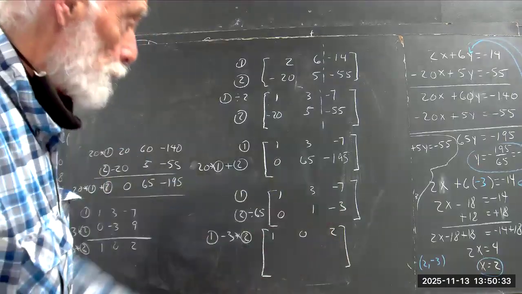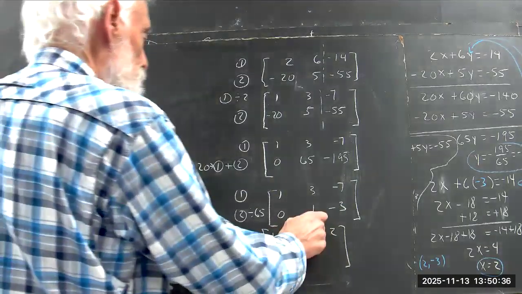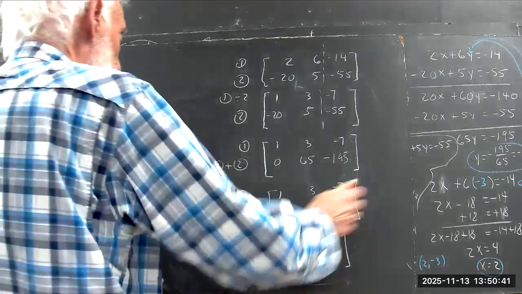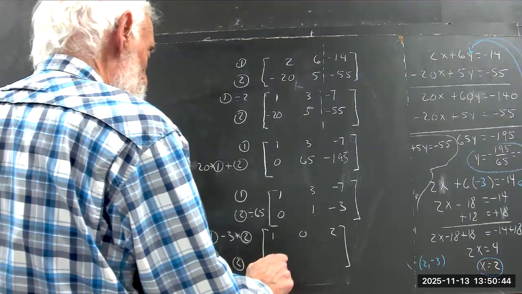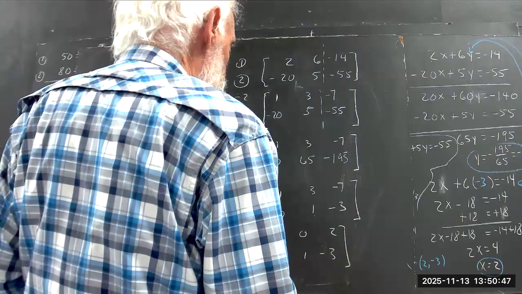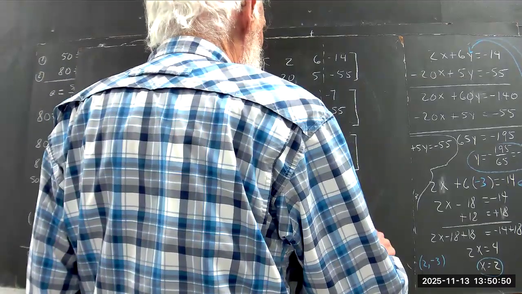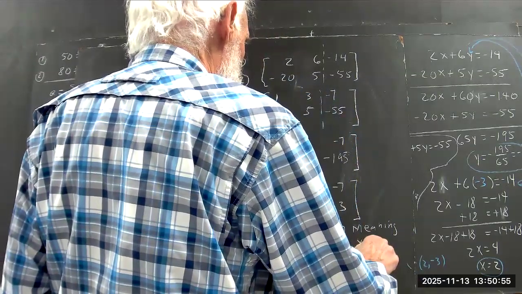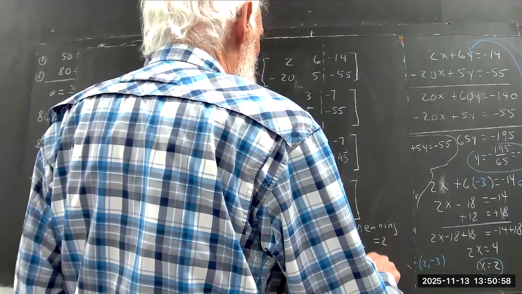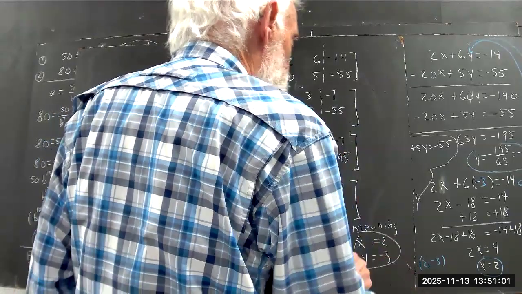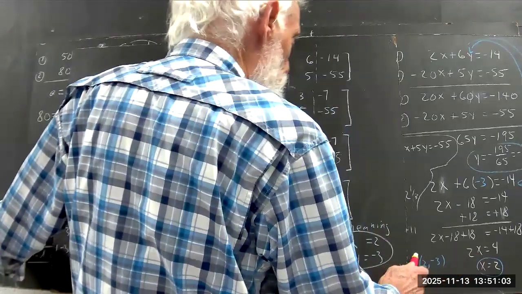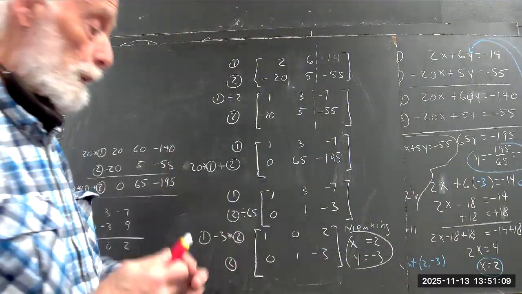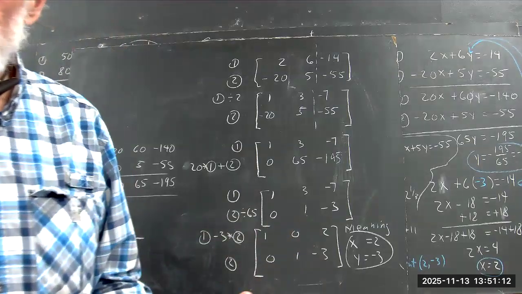And I don't want to mess with this row because it already tells me what my solution is. Y is negative 3, right? So this row is good, so I sure don't want to change it. 0, 1, negative 3, meaning x equals 2, y equals negative 3, identical with the solution that we got here, and close to the solution we got when we did the graphs.